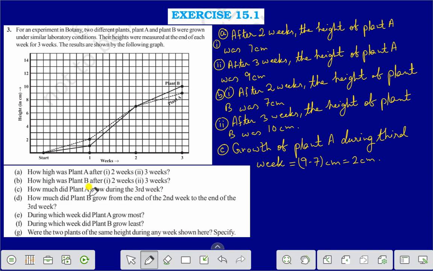Now question number D. How much did plant B grow from the end of second week to the end of third week? Plant B. Question number D. This one is for plant B. The height was, here you see, 10 cm, and at the end of second week, it was 7 cm. That is 10 minus 7, that is 3 cm.